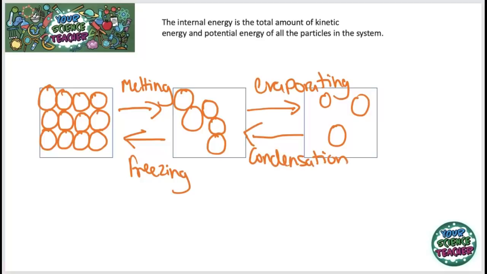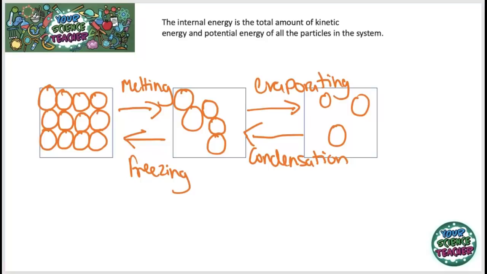Up here I have a definition of internal energy, which is the total amount of kinetic energy and potential energy of all the particles in the system. Now, going through my different states of matter, the total amount of internal energy stays the same. And I know you might think that's weird because as I go from a solid to liquid, the particles are more free to move, so they have more kinetic energy. And going from a liquid to a gas, well, they certainly have more kinetic energy because the particles are free to move. However, the internal energy of the system stays the same throughout all of them because of conservation of energy.